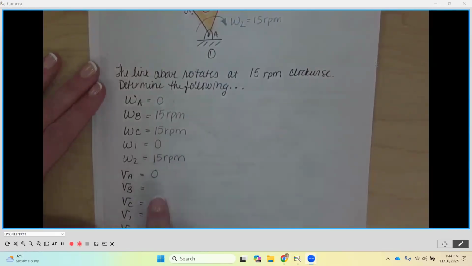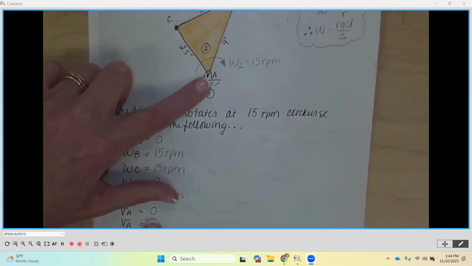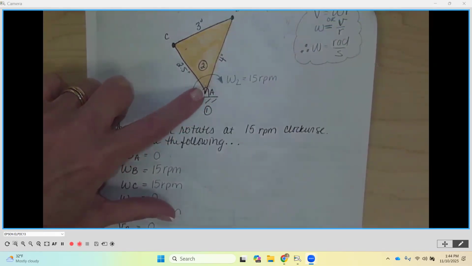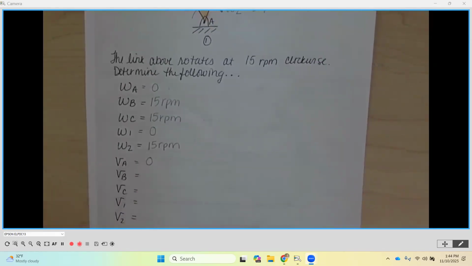You are correct. Exactly. Point A is part of the frame, right? It's the center of rotation. So it is not moving in a straight line at all, right? Yep. So it is at rest. So VA is 0. Excellent.